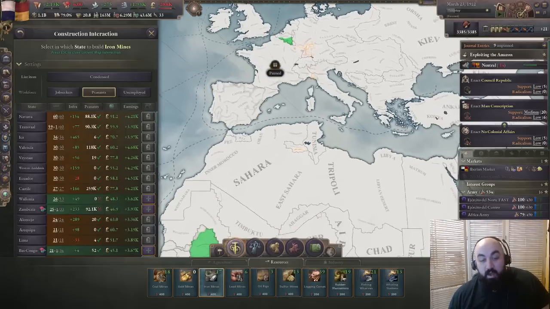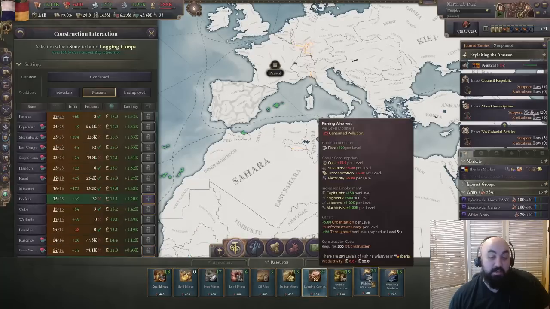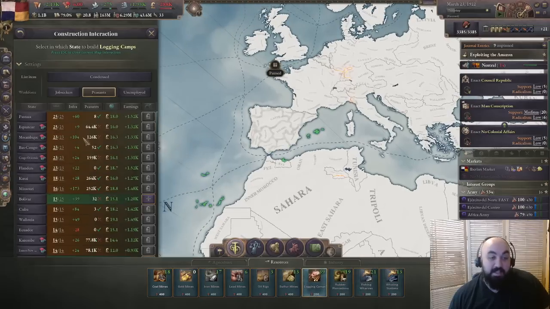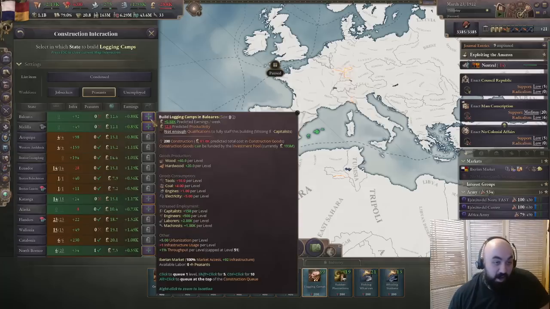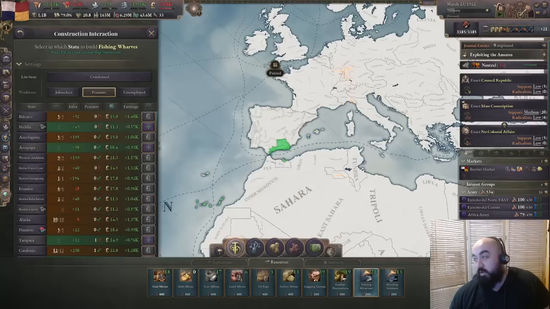So the resources auto-expand anywhere that you have them is fine enough, but you want to aggressively put in auto-expands on both the fishing wharves and the logging camps, kind of in any phase of the game where you have peasants in the place. If you have no peasants, don't worry about it. They're not going to be that great there, but if you do have peasants, they're going to be real good.